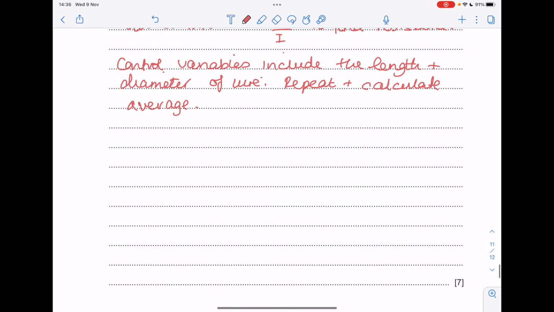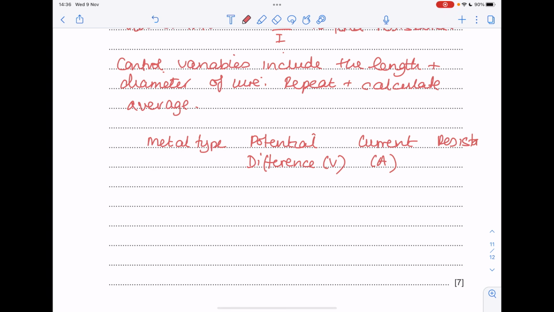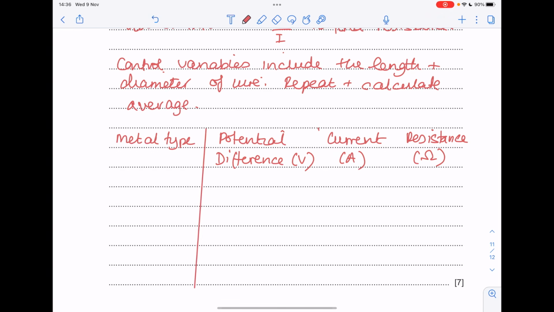How about this results table? We'll pick something sensible here. We need the metal type. We need potential difference with a unit, which remember is volts. We need current. The unit for this is amps. And we need resistance. The unit here is ohms. Let's draw the table outline.